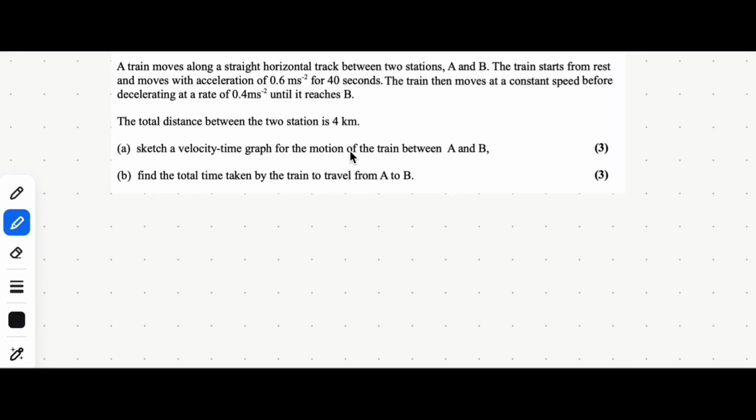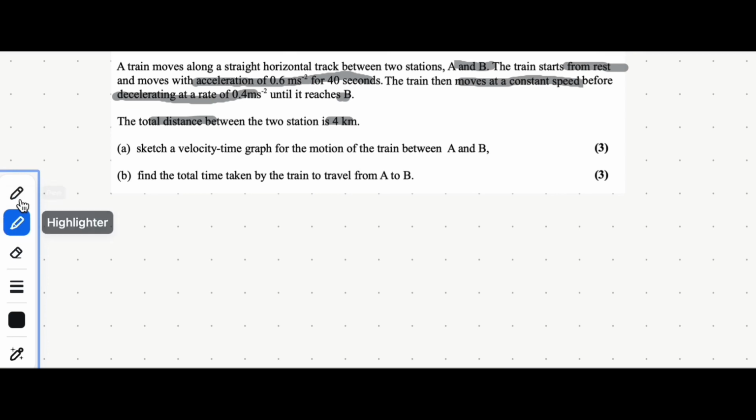Maths question, we're going to look at using velocity time graphs, plotting one, and also using it later on in calculations. So I'm going to start by highlighting all the key information in this question. It's going from A to B, starting from rest, and it moves with an acceleration of 0.6 for 40 seconds. It then moves at a constant speed before decelerating at a rate of 0.4 to reach point B, and it tells you the total distance taken for the whole journey.